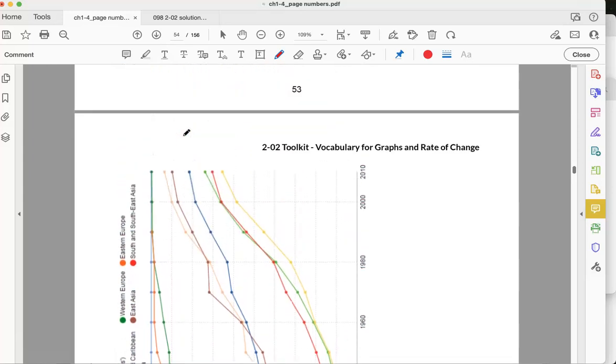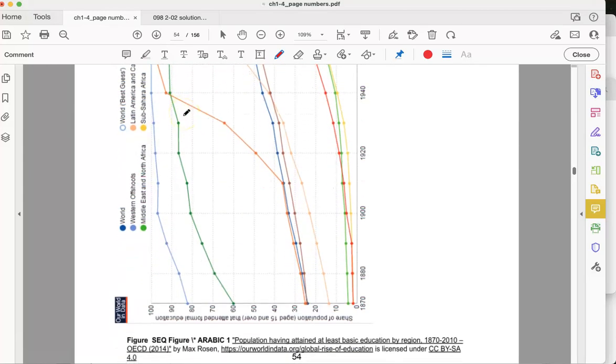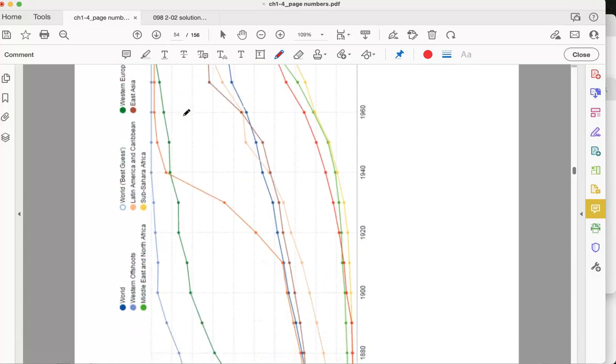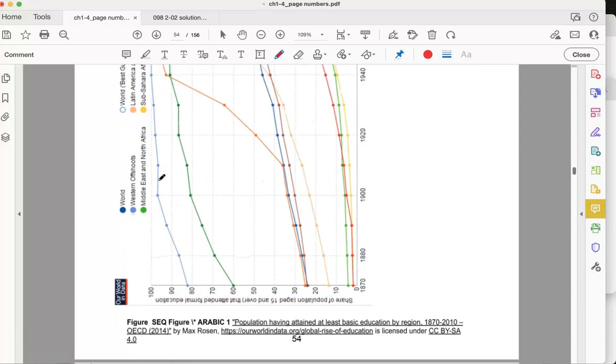Actually, I think that question was asking us for the title of the graph. And I'm looking for a title. And all I see at the top is a legend that tells us what these various colored lines represent. So this vertical axis might be our best bet at a title unless we use the heading we see down here in the link provided. Population having attained at least basic education by region. So that's sort of a title, and it says a similar thing to this.